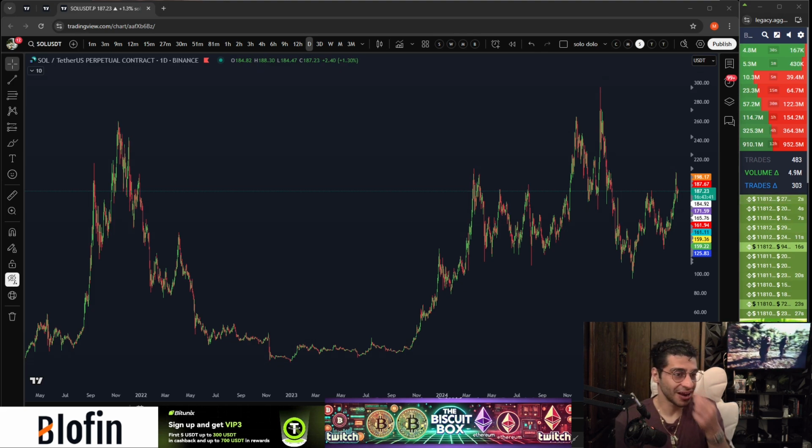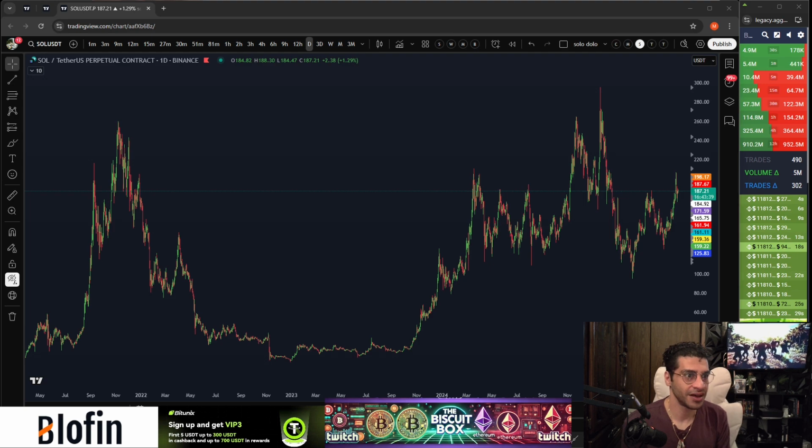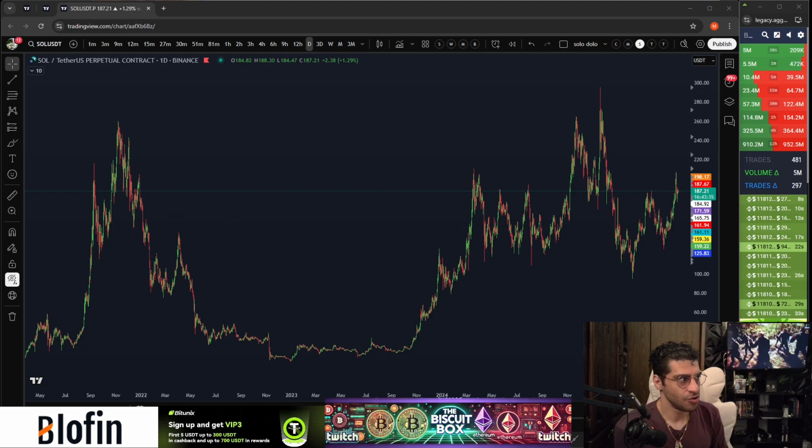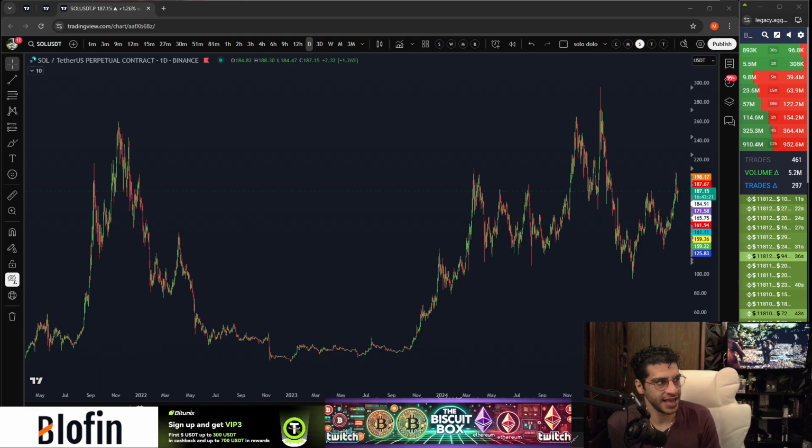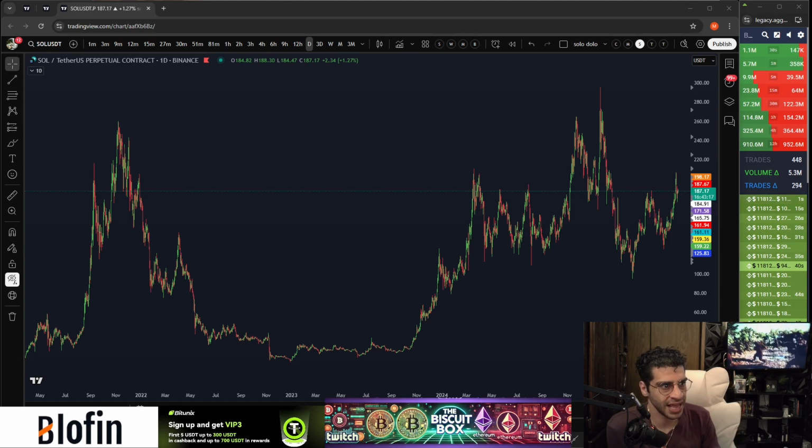I figured a lot of people in the Biscuit Box trade Solana, and I might as well chart Solana. So we're gonna get into it right now: the do's and don'ts, how I create my lines based off of higher time frame supports and resistances, and then how I ladder them down to really zero in on the most perfect line.